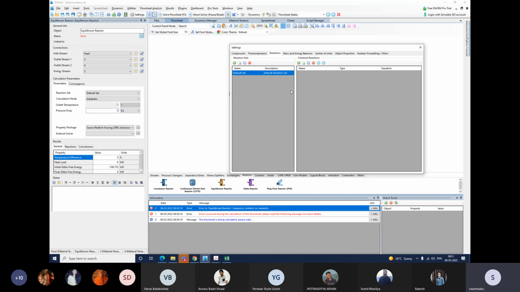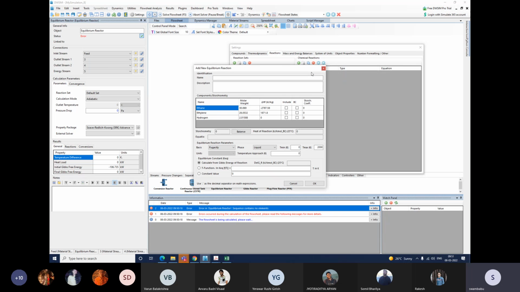We can do multiple reactions or single reactions. Just like we have the different types of reactors, we have conversion, equilibrium, kinetic, and heterogeneous catalytic reactions. These are the 4 different types of reactions possible. Right now we're looking at the equilibrium. Later on I'll explain conversion and kinetic ones. So equilibrium reaction.